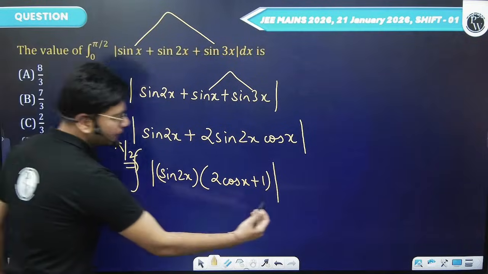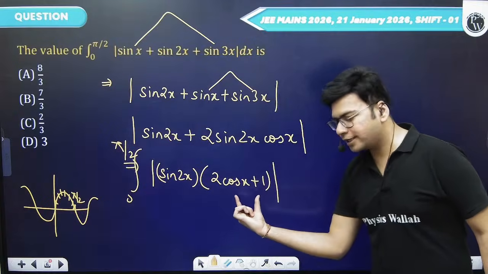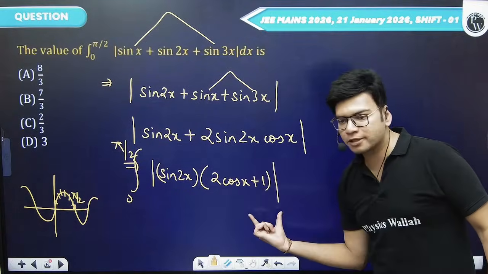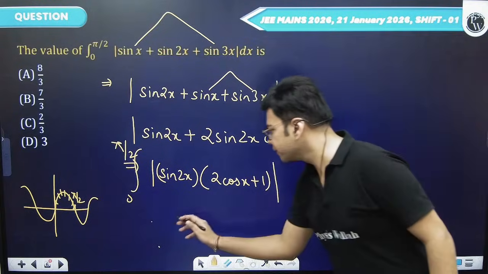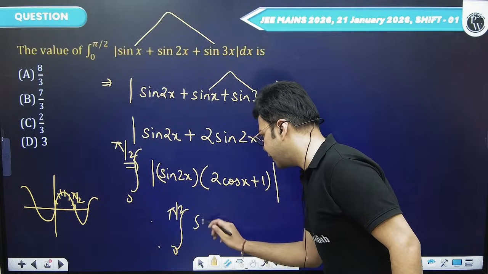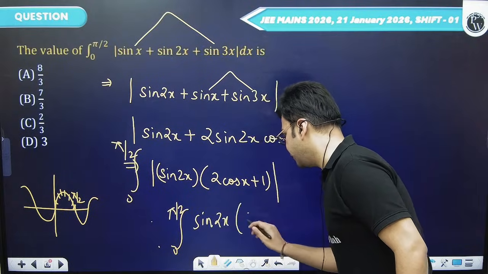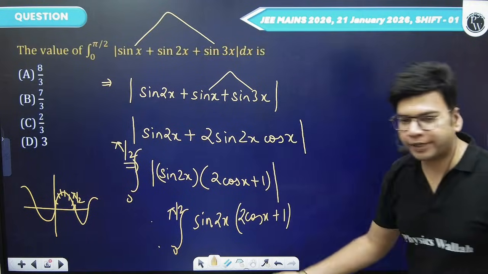Also coming to 2 cos x plus 1, in the first quadrant cos x is also positive, so 2 cos x plus 1 will also be positive. So I can remove this mod completely. So this question is as good as 0 to pi by 2 sin 2x into 2 cos x plus 1. So the entire mod is gone.